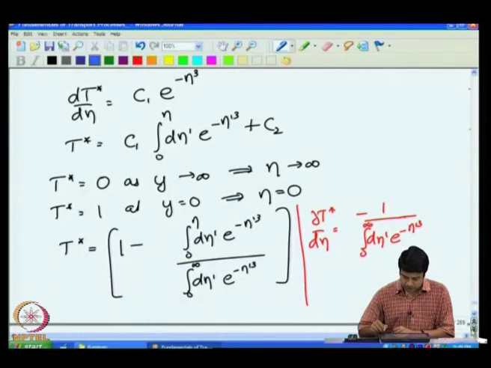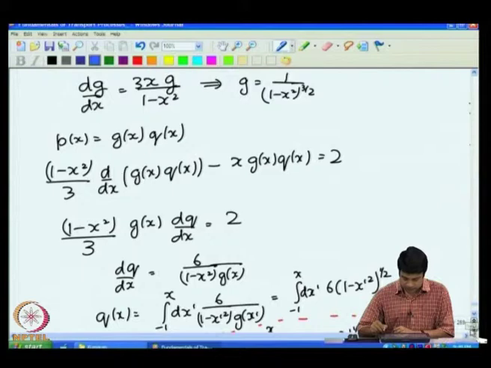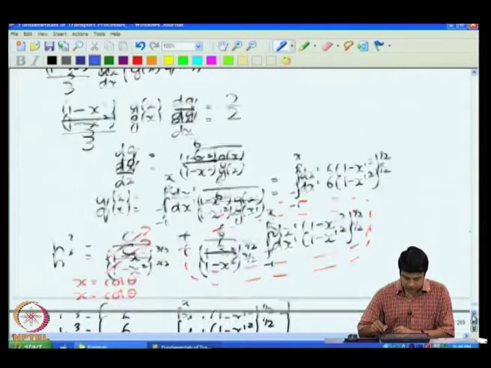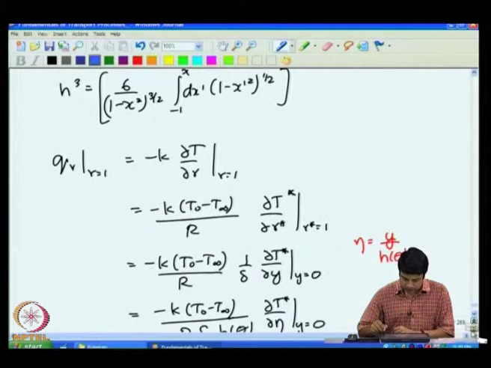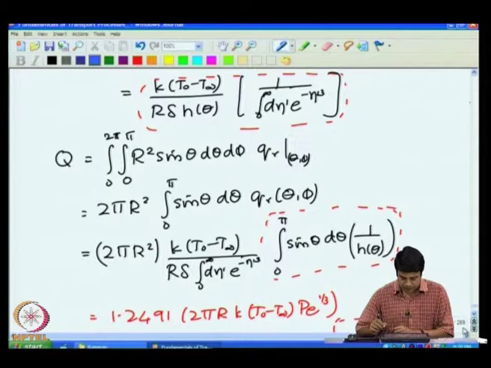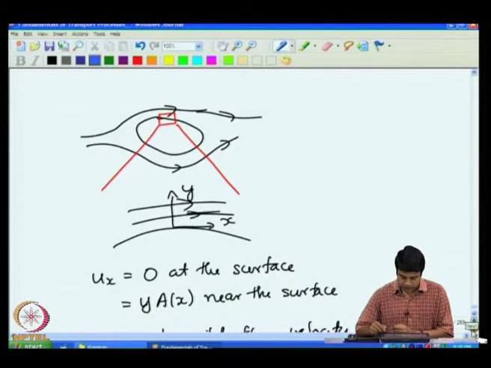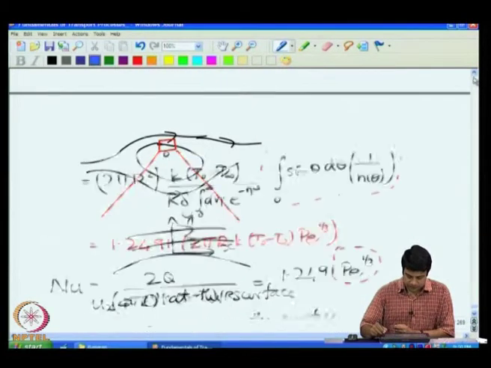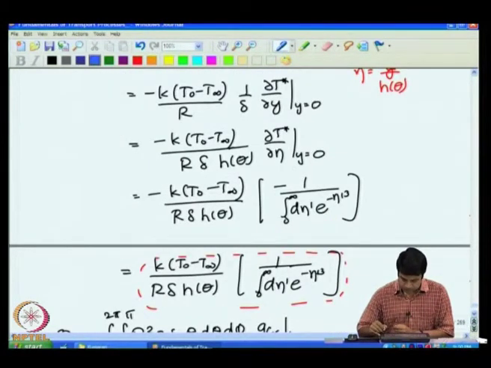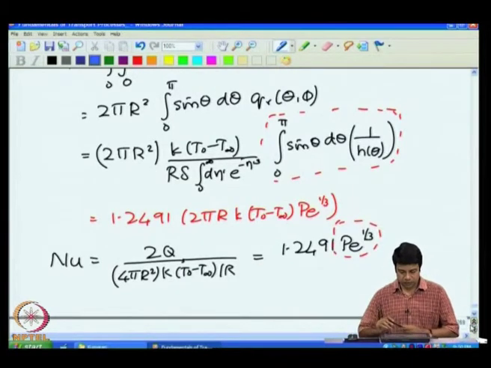And I had obtained that correlation for you in the previous lecture, by actually calculating the value of h and then putting that into the heat flux at the surface and integrating that heat flux over the entire surface. You end up having to integrate a term that goes as 1 over h of theta times sin theta d theta over the surface. If you do that, you get that the Nusselt number goes as 1.2491 times Pe power 1/3, exactly the same scaling as the flow past a flat plate.